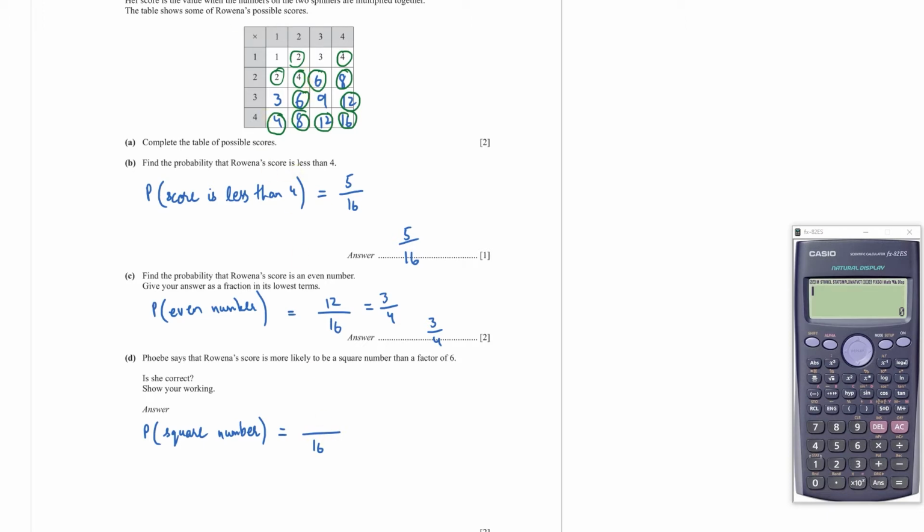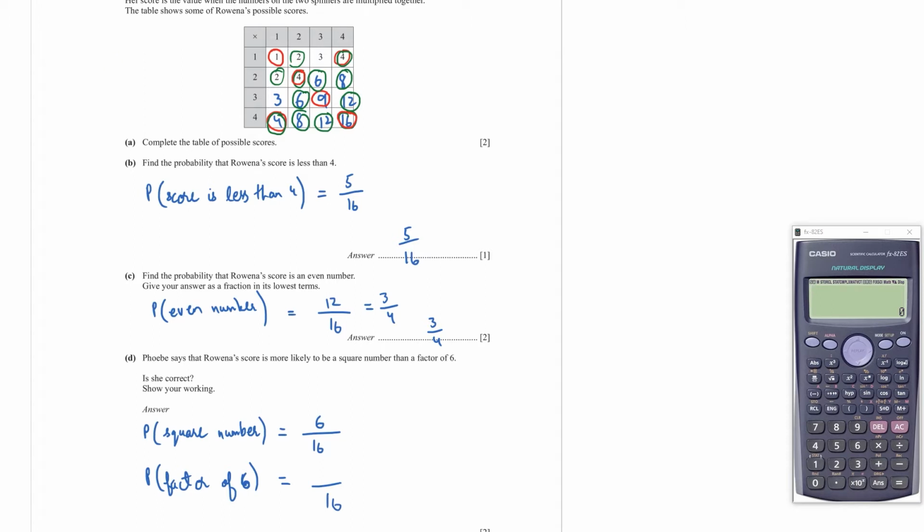So let's mark the square numbers. So this is a square number. This is also square. And then 9 is also a square number. This 4 here. And then 16. And then this 1 is also a square number. So you have 1, 2, 3, 4, 5, 6 square numbers. So your probability of getting a square number is 6 over 16. And then what is the probability that you get a factor of 6?